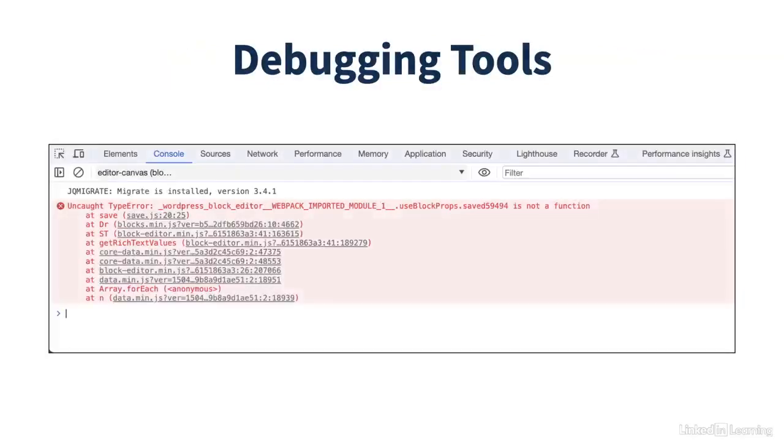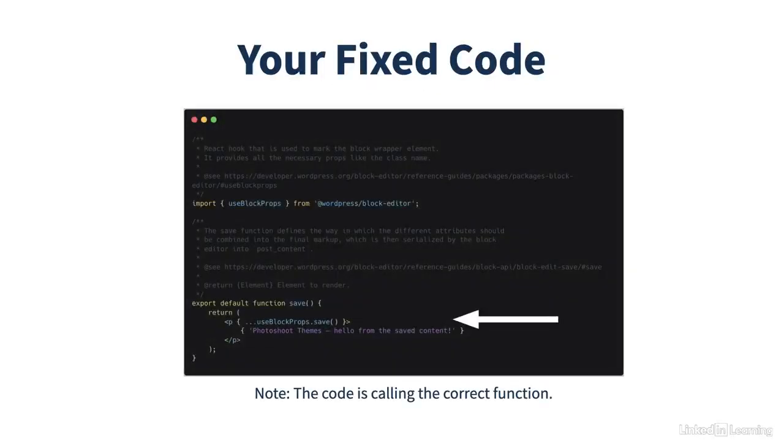Debugging tools like browser console logs can be your best friends. They can help you pinpoint the exact line of code causing the error. Once you've identified the issue, fix it in your code. Ensure that your block's data matches the expected format, attributes are correct, and your block is correctly registered.